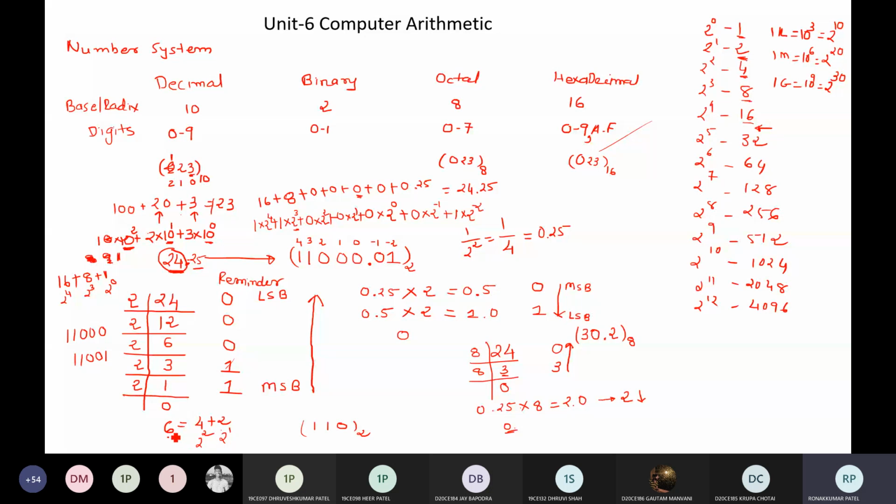So this is a 6. How to convert it? Each position will give you some number, which we have shown here. 2 raised to 0 is 1, 2 raised to 1 is 2, 2 raised to 2 is 4, 2 raised to 3 is 8, 2 raised to 4 is 16. Now first is 6. Where does 6 come? Between 2 raised to 3 and 2 raised to 2, right? So now 6 minus 4.